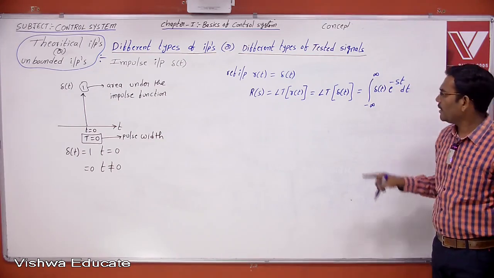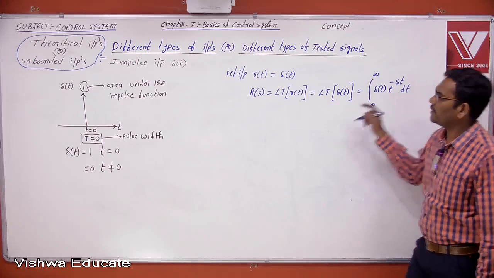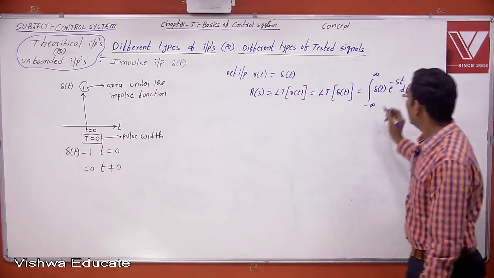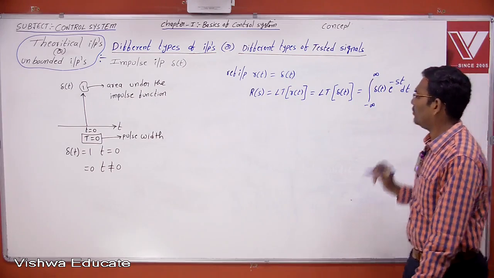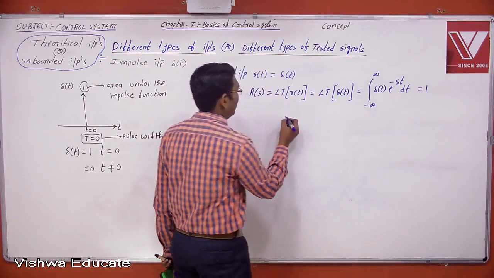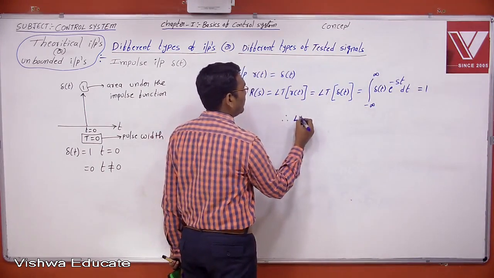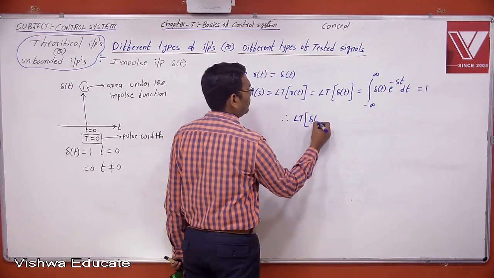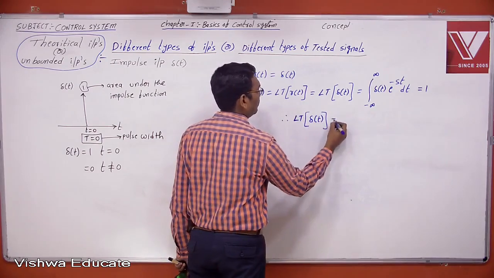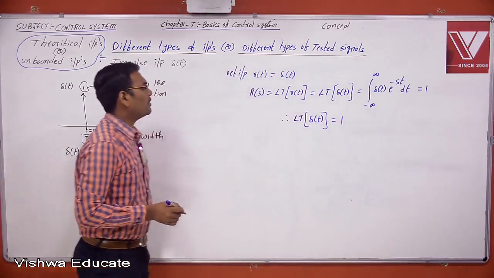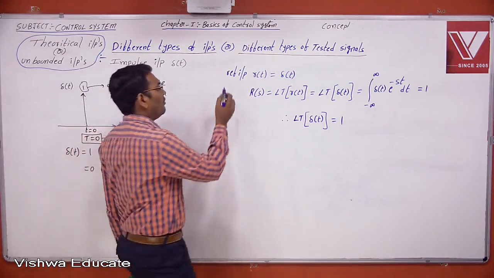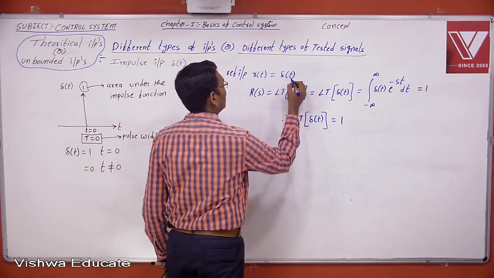Integration means area. What is the area under the impulse function? The area under the impulse function is 1. Therefore this is equal to 1. Finally, the Laplace transformation of delta(t) is equal to 1. Therefore, this is one of the best inputs: the reference input is an impulse input.